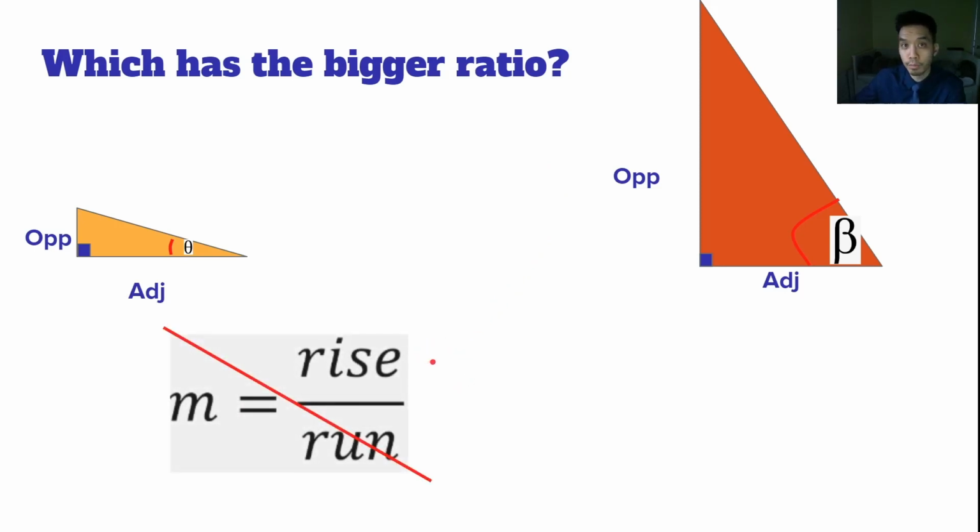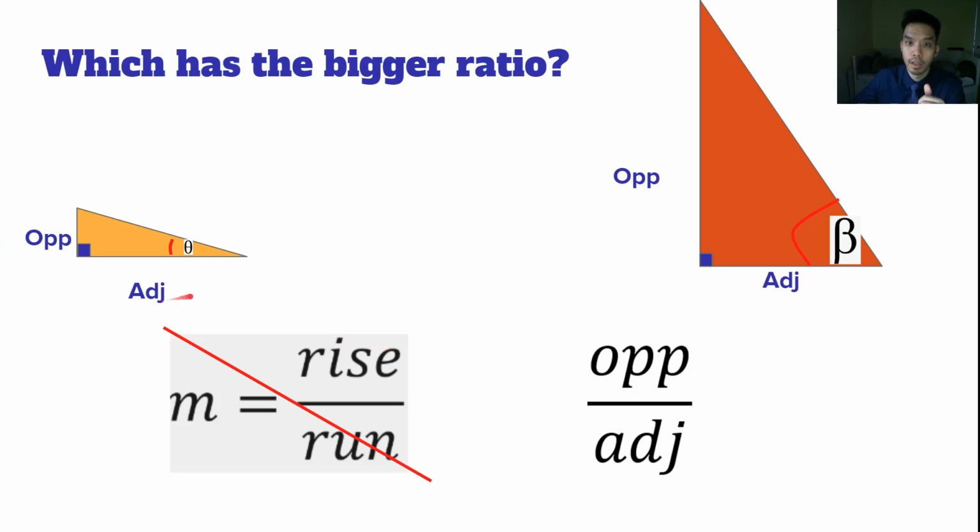We're no longer talking about rise and run in grade 10. We're going to be talking about the opposite over adjacent. When we divide the opposite, which is a smaller number than the adjacent, we're going to have a smaller ratio, right? I'm going to divide these two. This will be a small number. Here, if I divide a huge opposite by a small adjacent, this would be considered a bigger number because we're dividing a bigger number by a smaller number. So the ratio here would be bigger than this one.